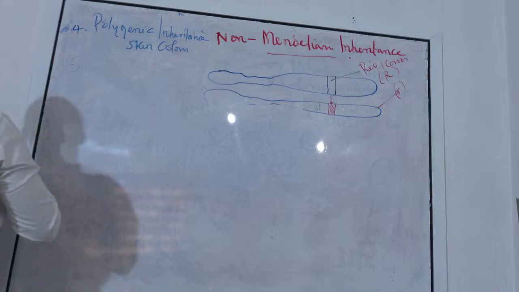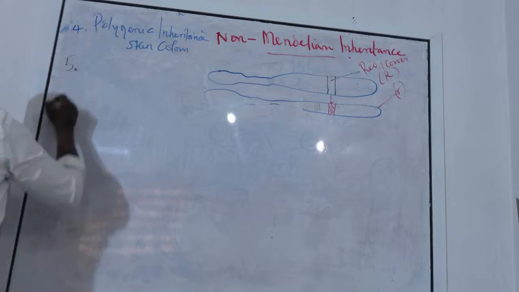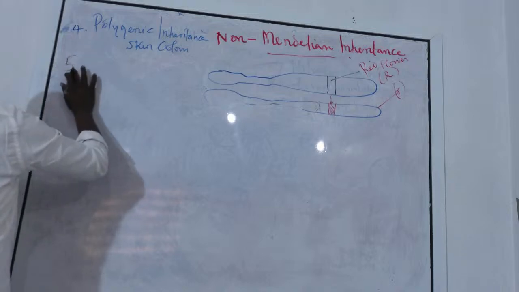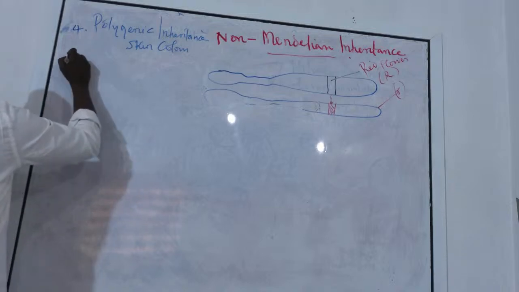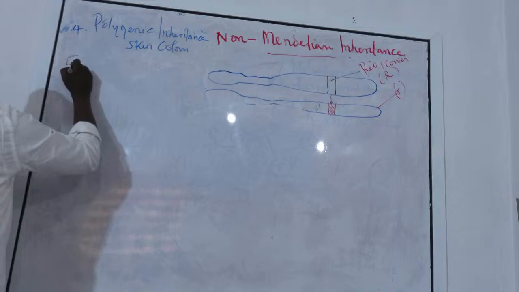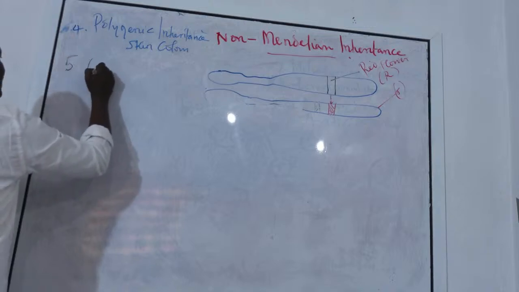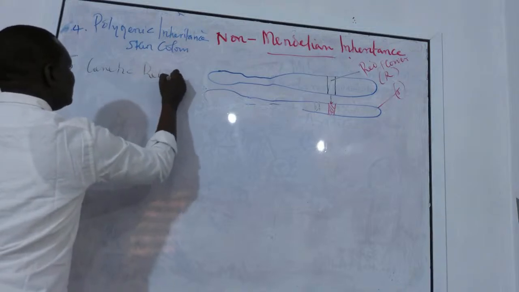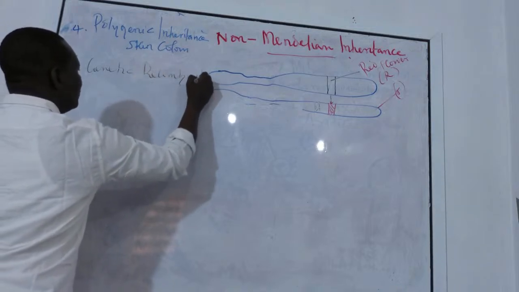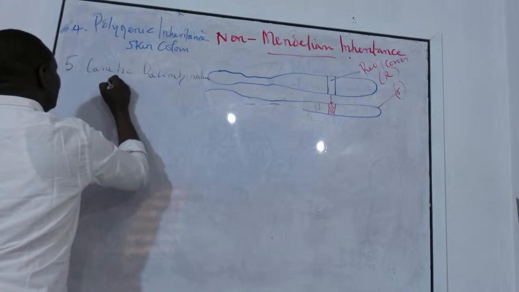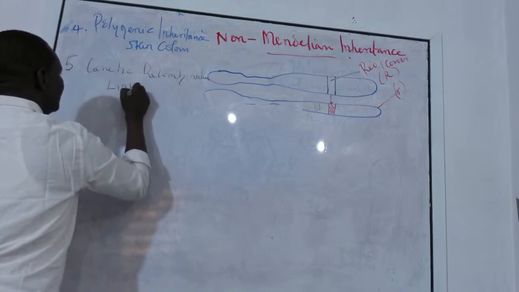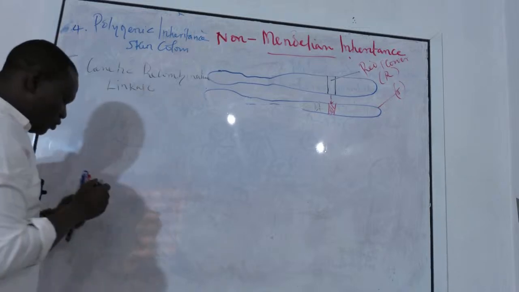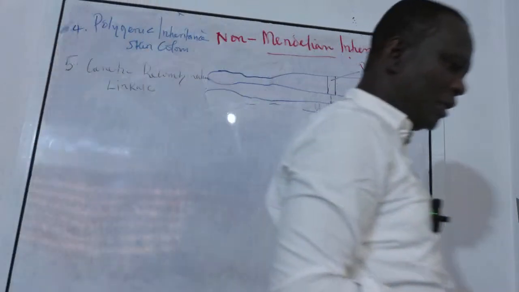So number 5, this is where you have genetic recombination, or what we call genetic linkage. Genetic recombination, or what you call linkage.